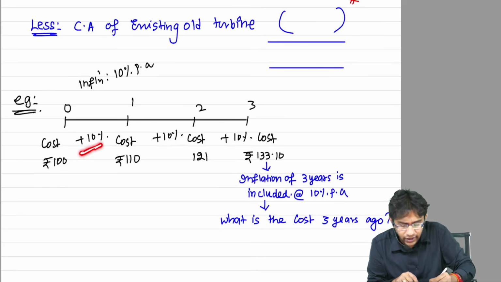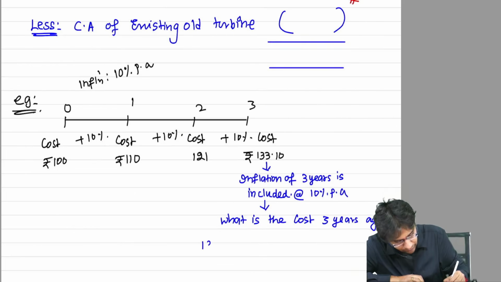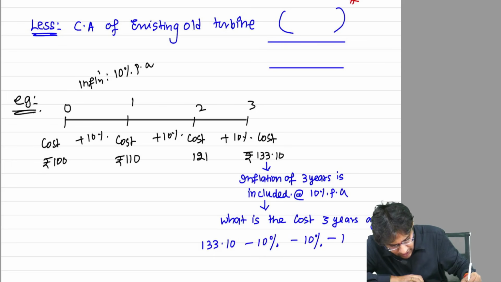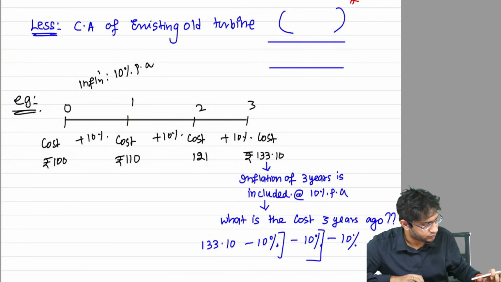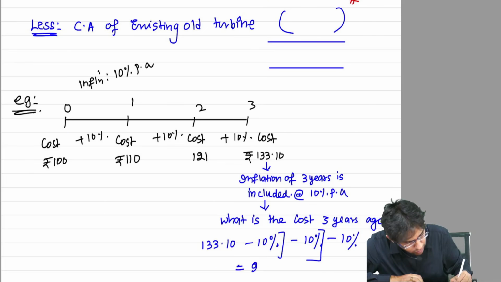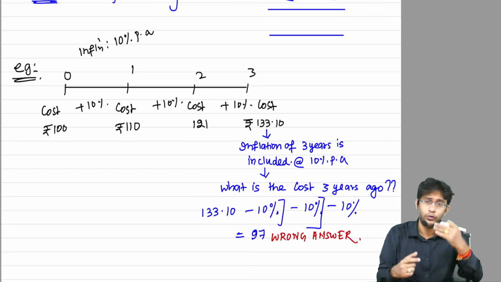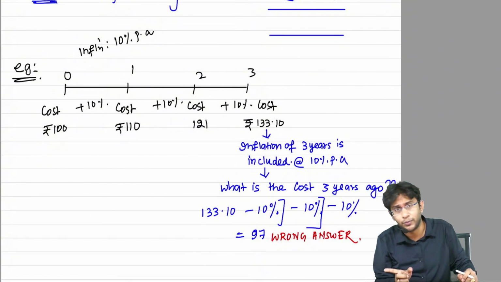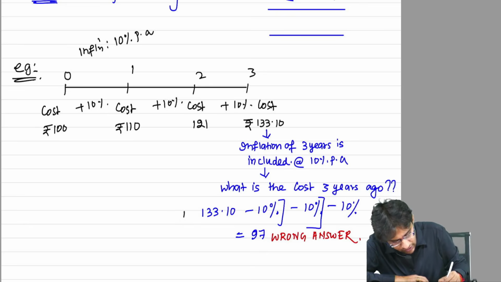Every year we added 10, 10, 10. Now you deduct 10, 10, 10. If you try that, it will not come. 133.10 minus 10% from the answer, again minus 10%, again minus 10%. If you try like that, you are reaching 97, and this 97 is a wrong answer. You want future value, you add 10%. From future value, when you want to come to present value, you don't deduct 10%, you have to discount it. So the answer is wrong here.